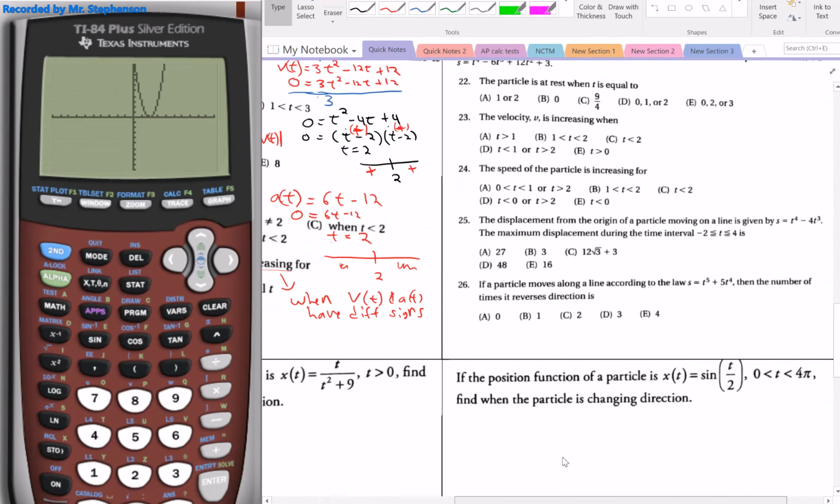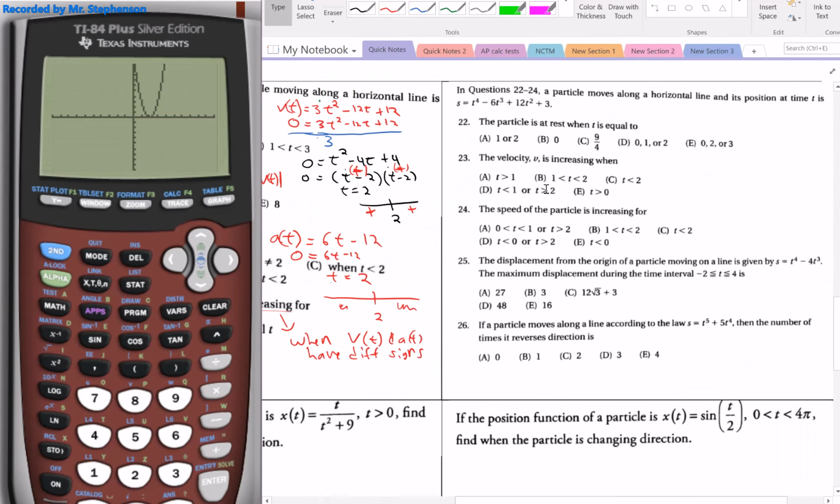Let's go ahead and look at the next one, see if we need any help on these guys. Oh yeah, there's one thing I want to say with this. Remember, we're trying to find when the particle is at rest. That's going to be when the velocity equals 0. So first I need to find the velocity, which is going to be the derivative of the position, which is going to be that. And I want to know, well, when is that equal to 0? Because at rest is a 0 velocity.